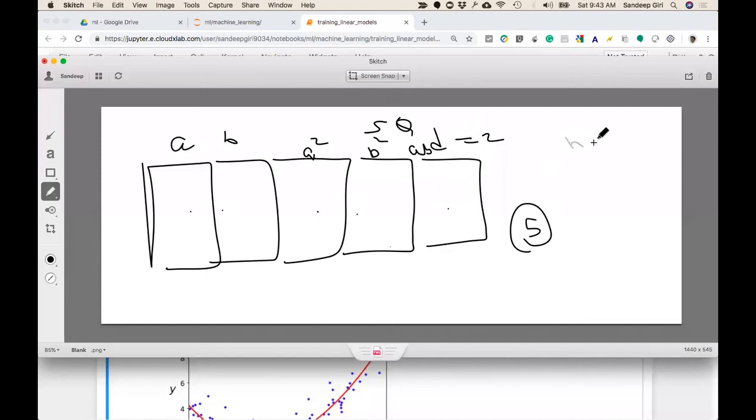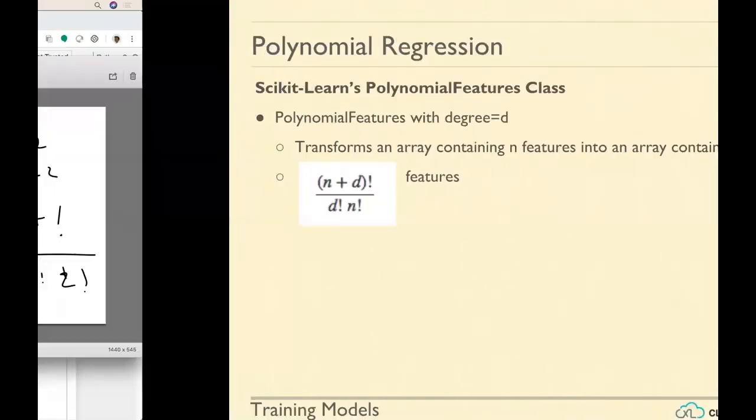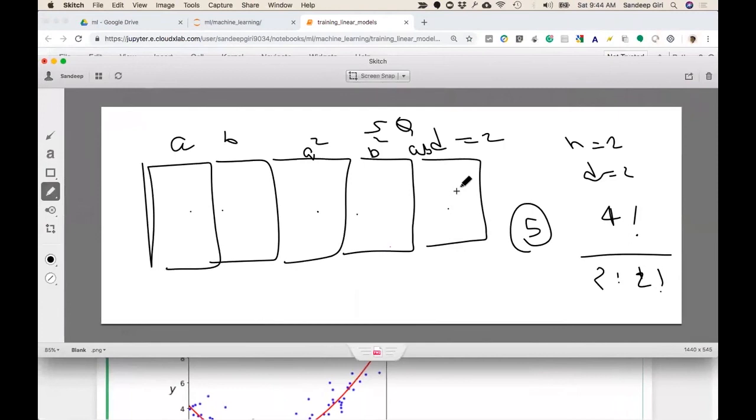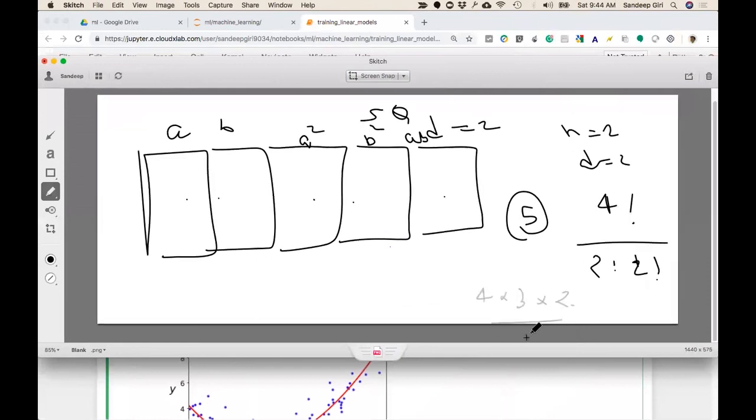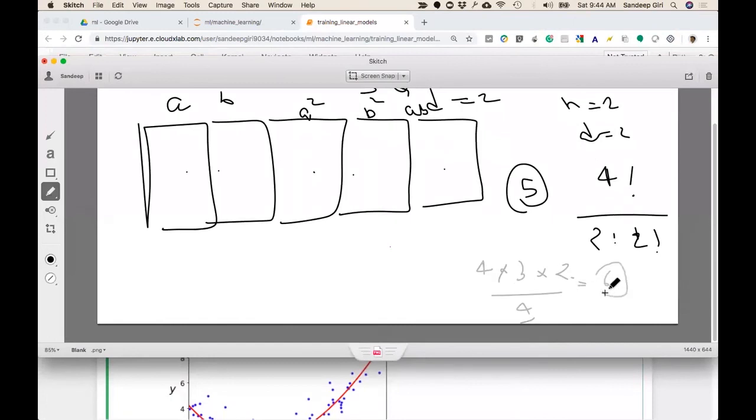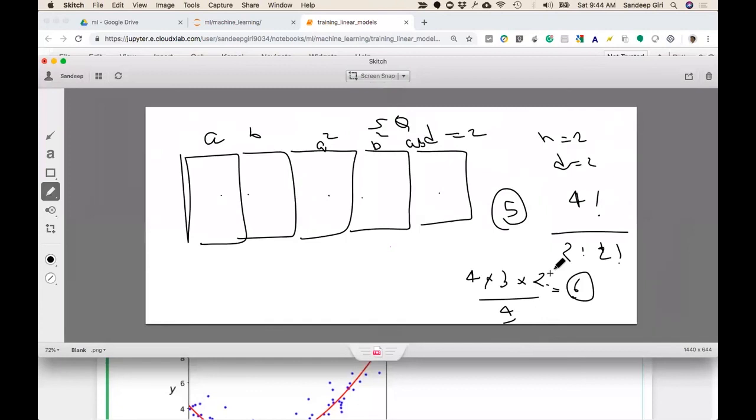So n was how much? n was 2, degree is 2. So n plus d is how much? 4. Now it says 4 factorial divided by 2 factorial and 2 factorial. Number of columns is 2. All right, I think it'll be 4 into 3 into 2 divided by 4. So it's 6 actually. 6 columns as per this. I think there'll be some other column here, maybe constant or something.